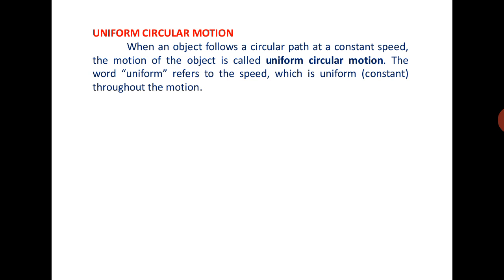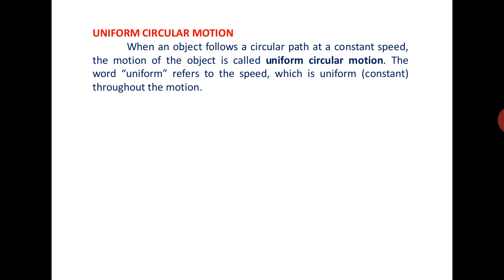Suppose a particle is revolving with a constant speed, say for example 5 meter per second. So at every point the speed is 5 meter per second only. Then we can say it is uniform speed, or uniform circular motion.